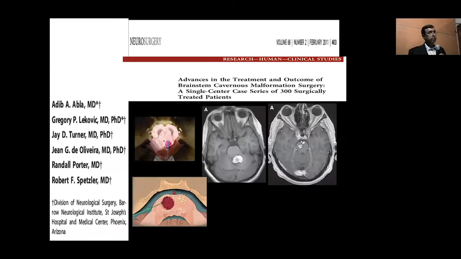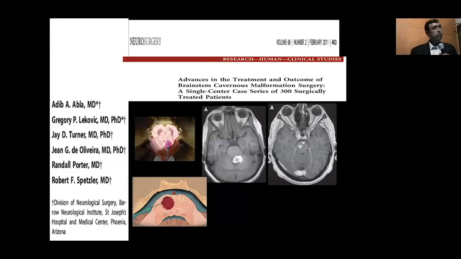When you say surgery for cavernomas, immediately comes to your mind Robert Spetzler. Robert from Barrow Neurological Institute in the States. And as I said, his student and his colleague is Zabramski. And here he wrote this paper about brainstem. In fact, he authored a book on this, which I have.